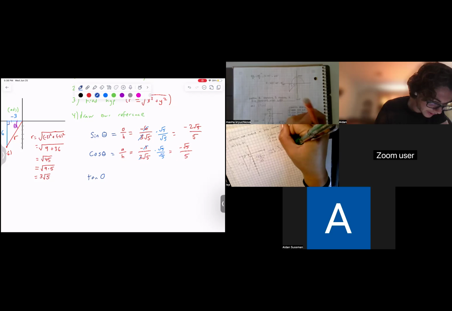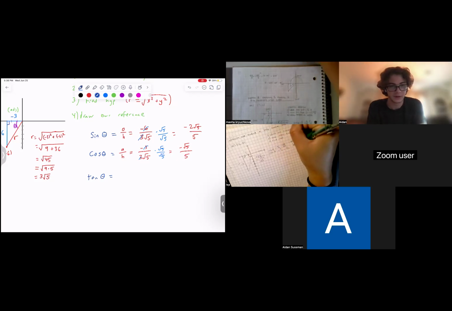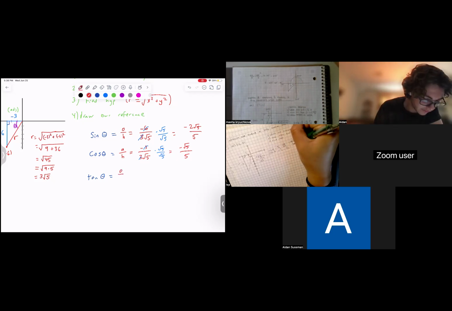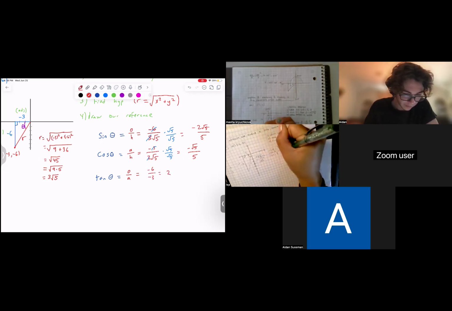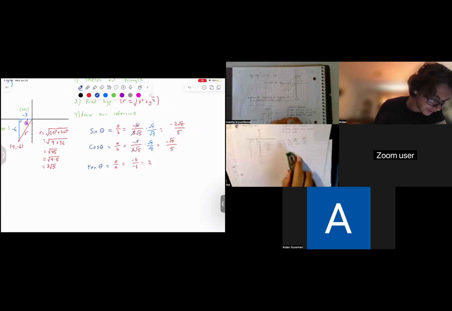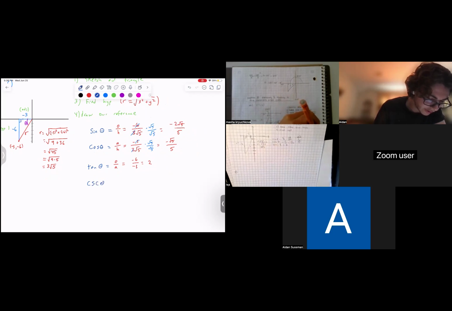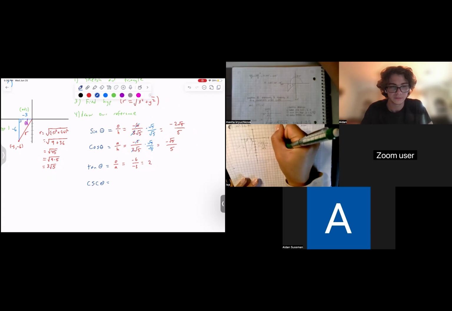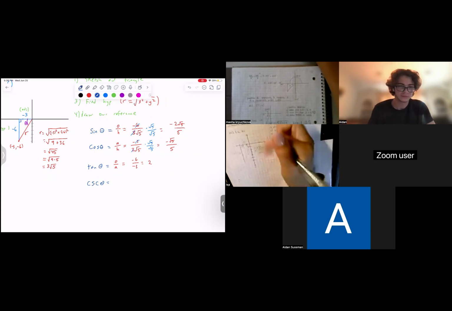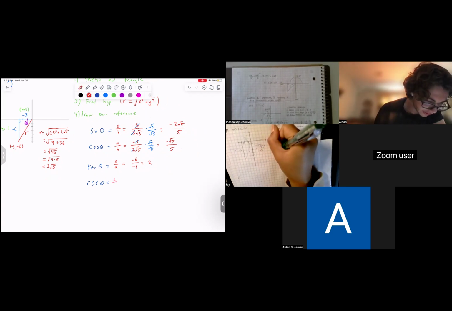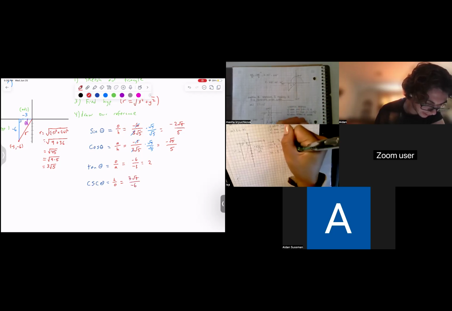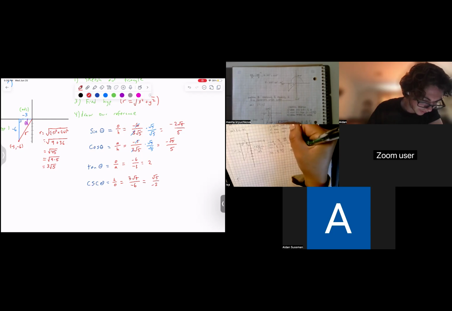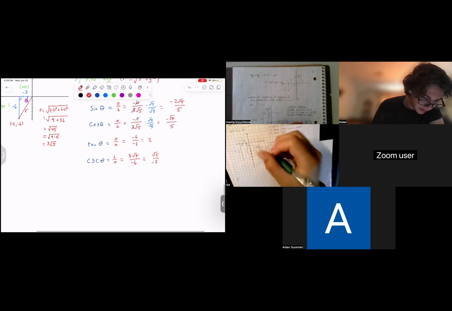All right, let's do tangent of theta now. And Masha, can you tell me what tangent of theta is? Opposite over adjacent. Perfect. And that would be -6 over -3, which is just 2. All right, well, now let's ask ourselves for our other three, our reciprocal identities. What is cosecant of theta? Hypotenuse over opposite. Exactly. We just flip that one. And in this case, that's 3 radical 5 over -6, or negative radical 5 over 2.